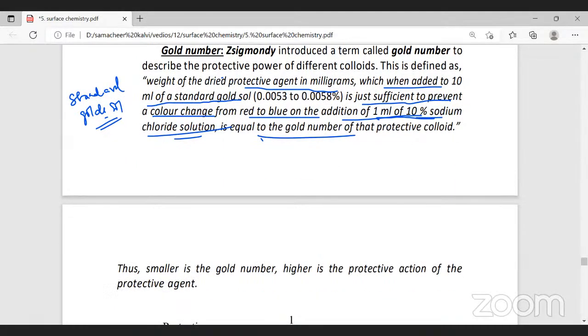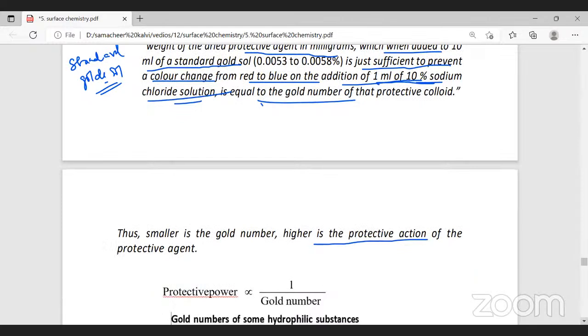So it is defined as the weight of a dried protective agent in milligrams which, when added to 10 ml of standard gold sol, is just sufficient to prevent the color change from red to blue on addition of 1 ml of standard 10% sodium chloride solution, and is called the gold number. Smaller the gold number, higher is the protective action. This is important.